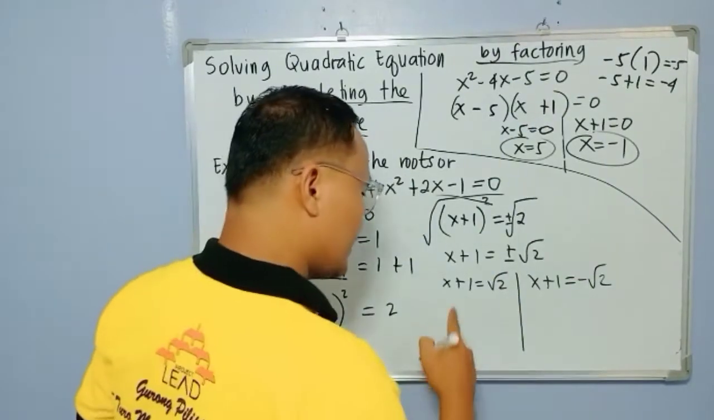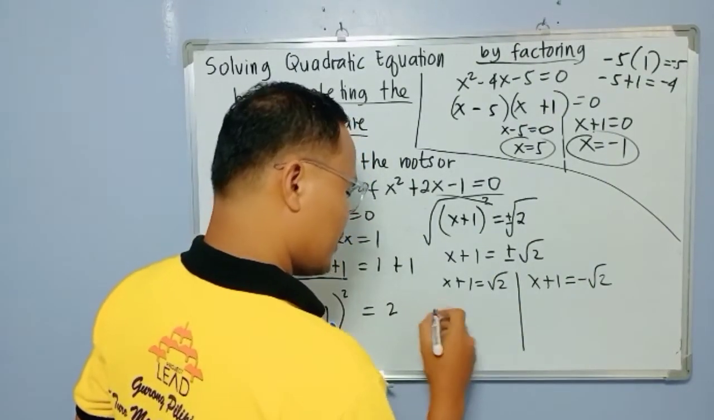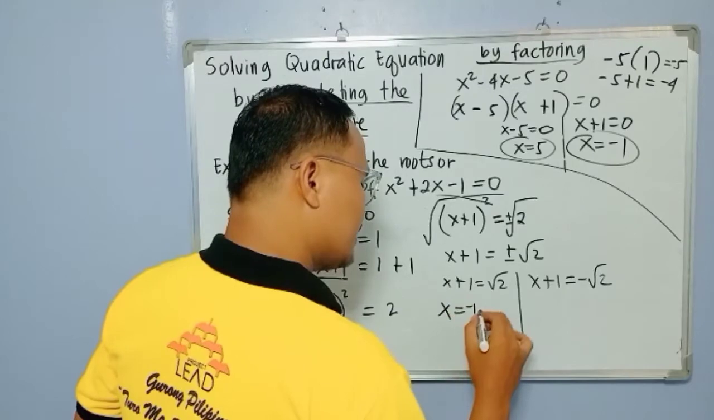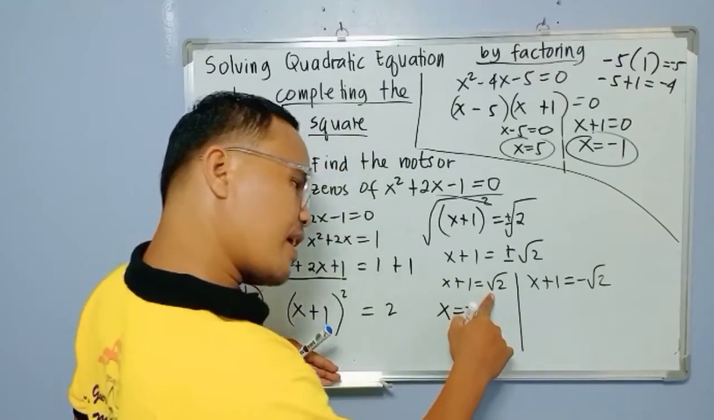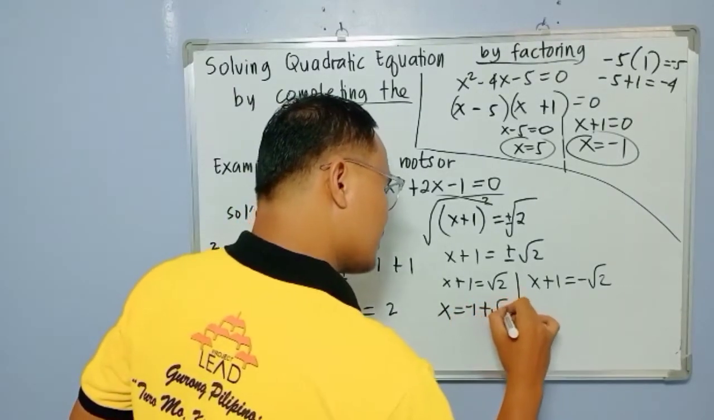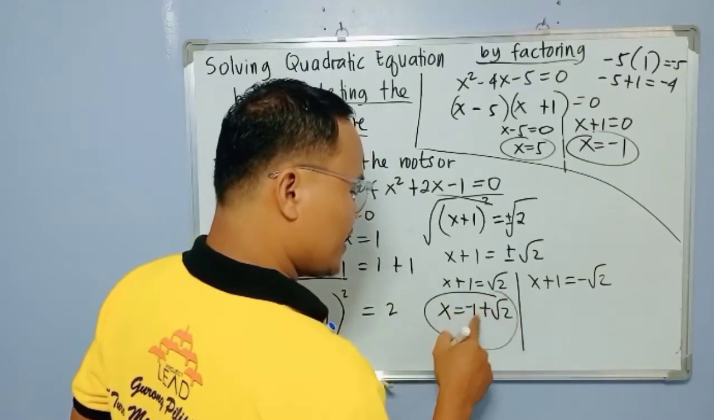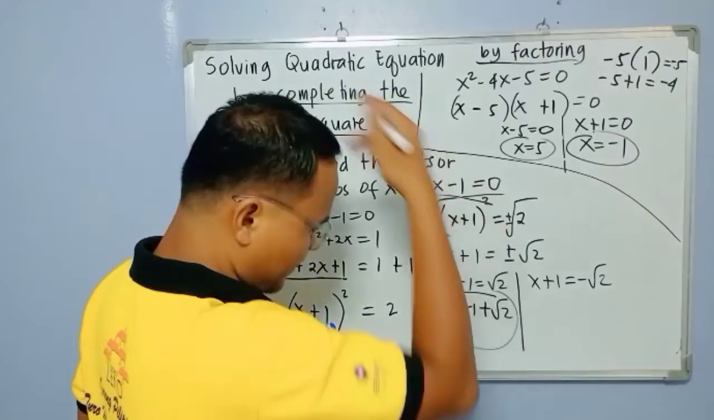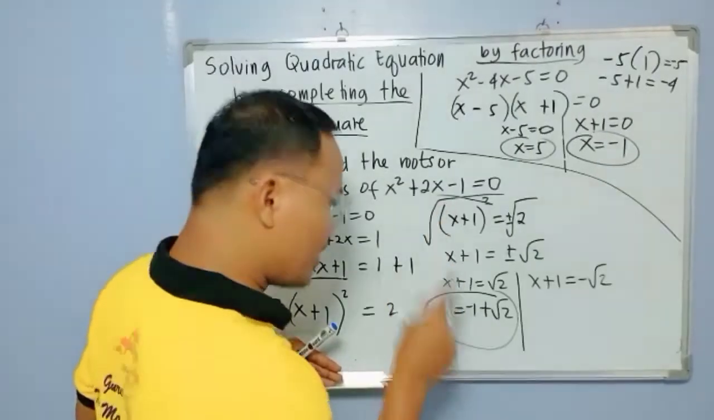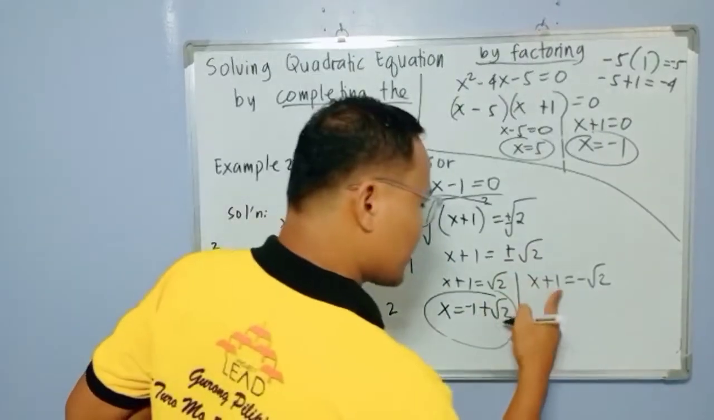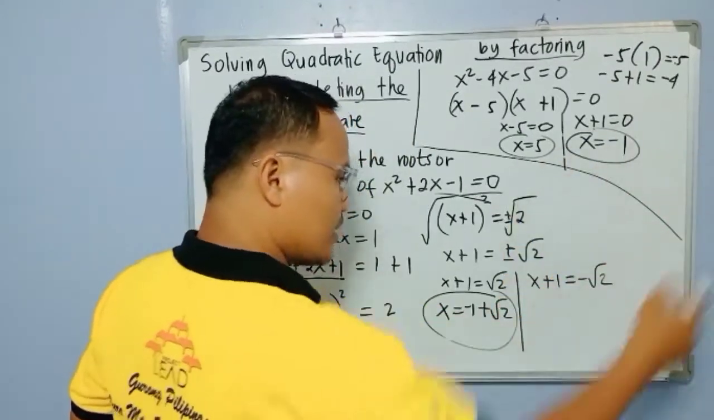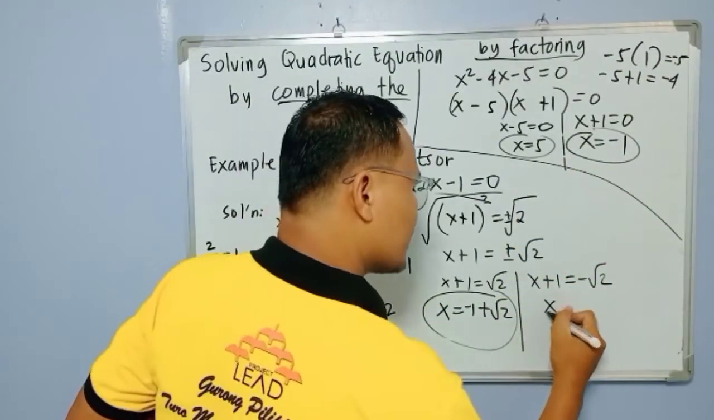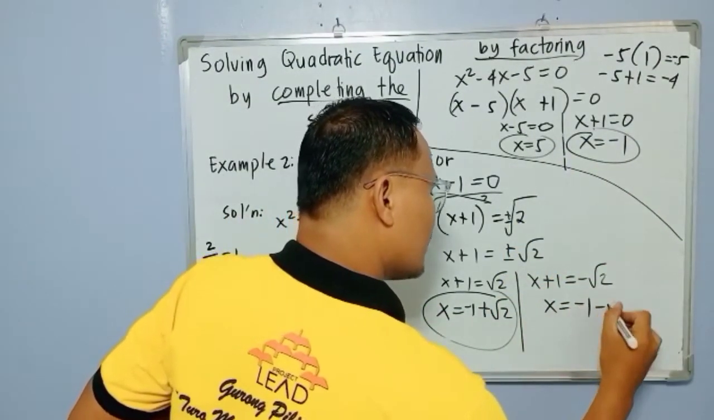Two solutions. Then transpose. X equals negative 1. The sign of square root of 2 here is positive, so plus square root of 2. We cannot combine the two. In algebra, we cannot combine these two numbers. So this is one of the values of x. The other side, same thing. You only transpose 1 to the right side. So x equals negative 1 minus square root of 2.